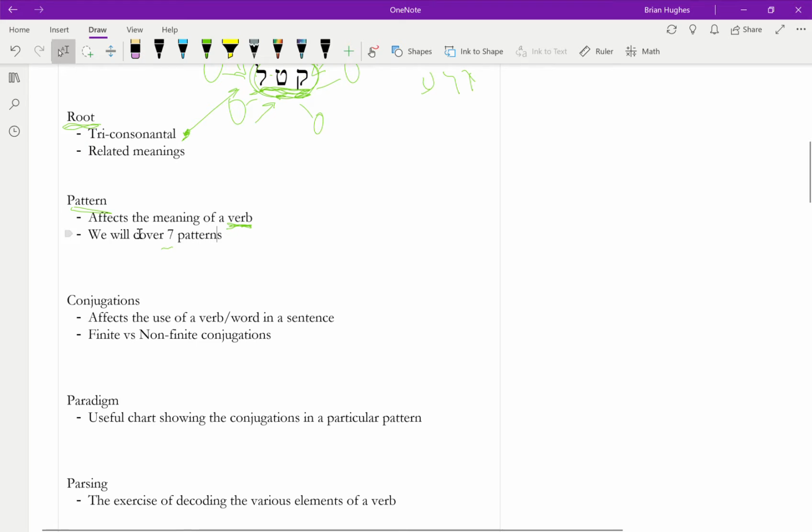And again, these patterns are sort of consistent added elements or characteristics that will shape a verb and change its meaning. This is what you need to know: patterns change meaning. And so if I've got this example here, this Kof, Tet, Lamed, the pattern is normally going to affect the vowels underneath here. So let's use the example on page 30.